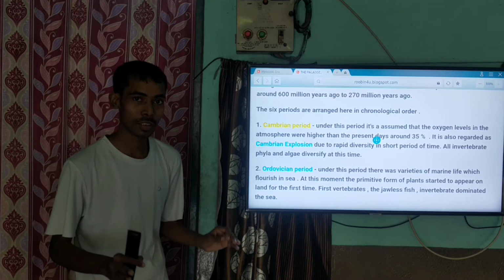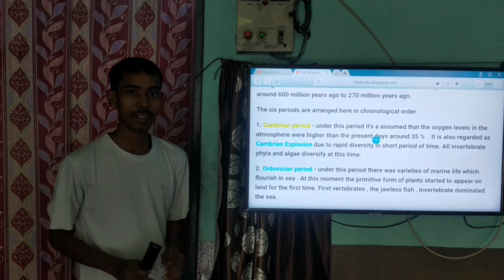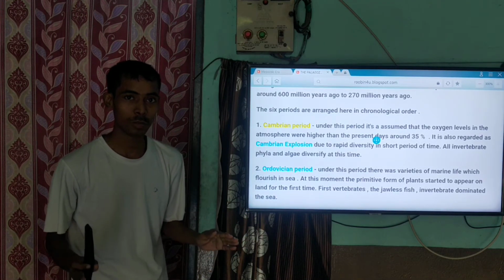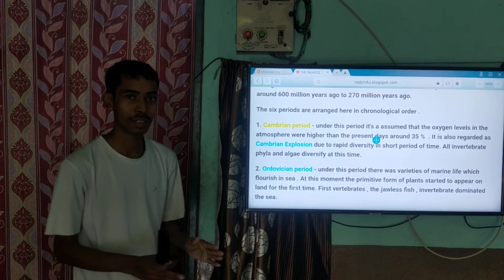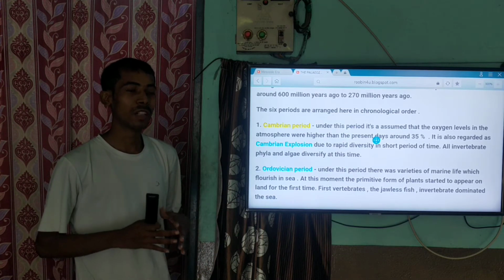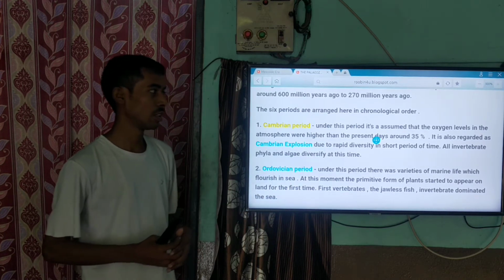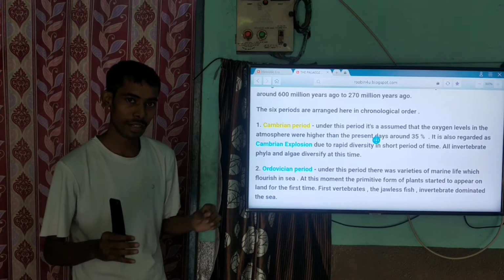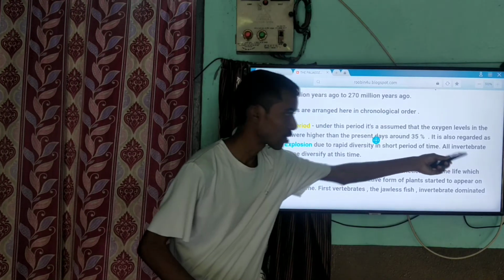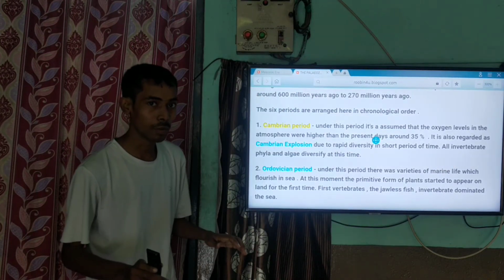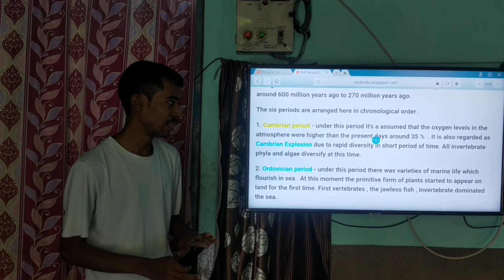Another very important thing you should know under this period is that it is also regarded as the Cambrian explosion. Why is it regarded as the Cambrian explosion? Because a variety of diversity evolved from here, rapidly, within a short period of time. Diverse living organisms appear here. That's why. And the main flora and fauna which you are going to get here are invertebrates, who have no backbone. Apart from that, phyla and algae.